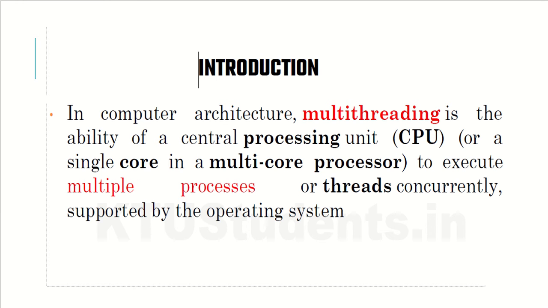Multithreading always requires the support of the operating system, because it is the job of the operating system to switch between the executions, to interleave the executions, and also to schedule the execution. So that ability of a processor, it may be a single core or a multi-core processor, to execute multiple distinct processes, or multiple subtasks of the same process, in the same time, is called multithreading. And this will be done with the support of the operating system.